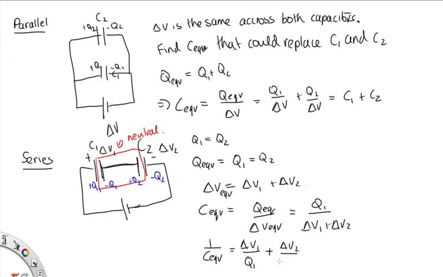Now Q1 is the same as Q2, so let's write Q2 here. And so this is equal to 1 on C1 plus 1 on C2, which is the same form as for resistors in parallel. So that's how we work out the equivalent capacitance when the capacitors are placed in series.